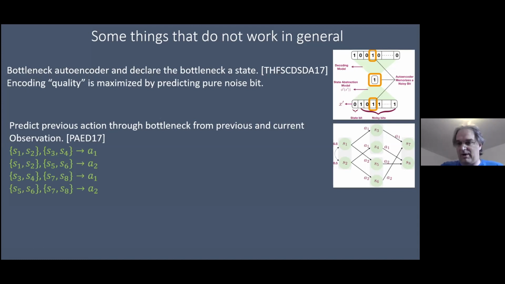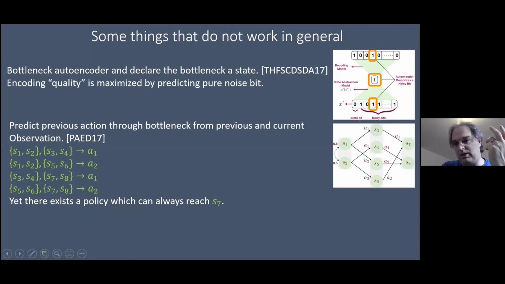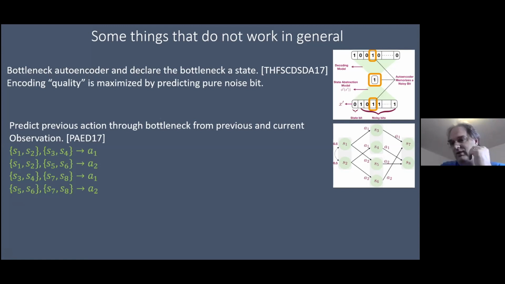And so what's going to happen is this kind of approach will alias S1 and S2 as a single state, and S3 and S4 as a single state, and S5 and S6 as a single state, and S7 and S8 as a single state. So you end up with just 4 states by this kind of definition. So that seems fine until you realize that there exists a policy which can reach S7 100% of the time. And so if you alias everything according to this kind of definition, the maximum probability that you can reach S7 is going to be 0.5, right?